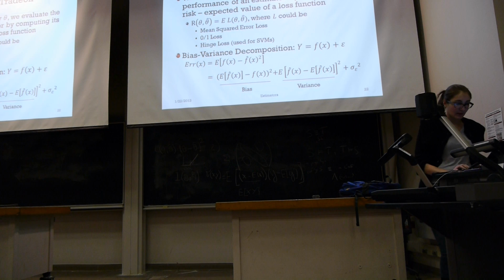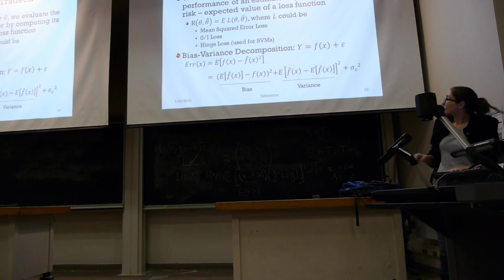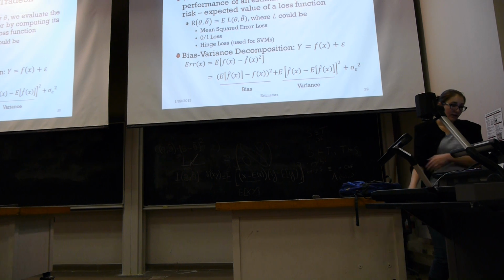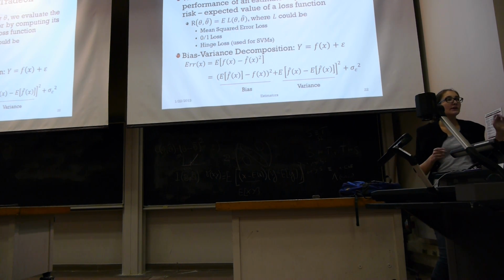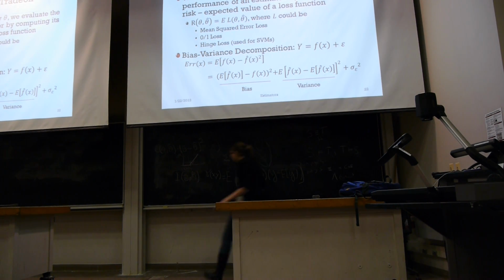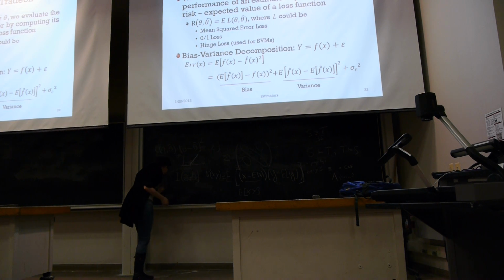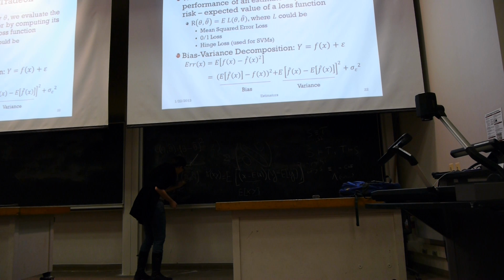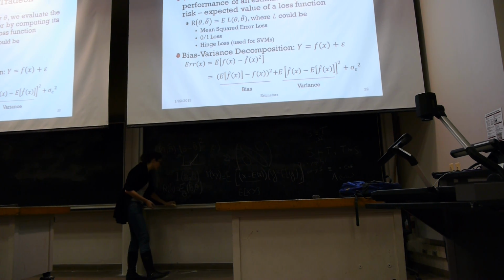So the risk is just the expected value of that loss over the entire parameter space. So the expectation in the risk is taken over the parameter space. So we've got expectation over theta. So you're going to integrate over theta.